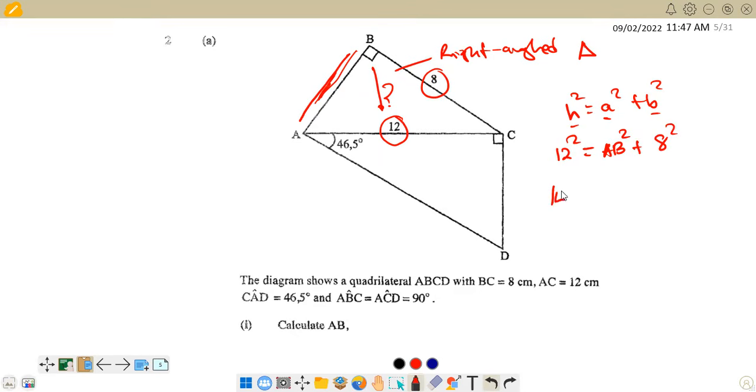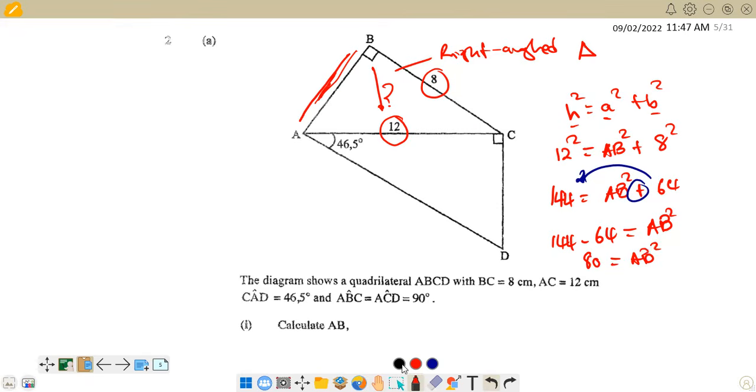So 144 is equivalent to AB squared plus 8 squared, which is 64. I can transpose the 64 to the other side, so it becomes a negative. So I've got 144 minus 64 is equal to AB squared. All right, so let's solve for AB. 144 minus 64 from your calculator is going to be 80. So 80 is equal to AB squared.